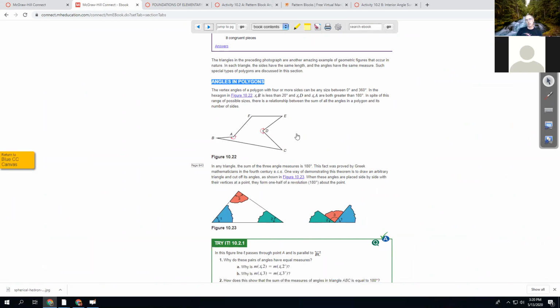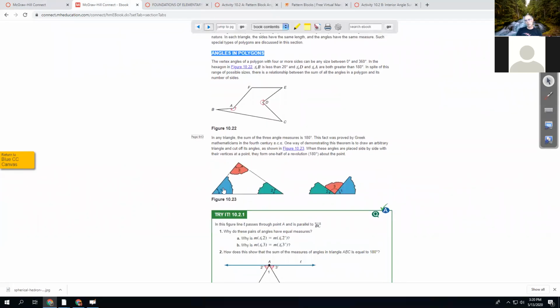Another way to tell something is concave versus convex is if you connect two vertices that aren't already connected. That's called a diagonal. If you have an exterior diagonal, like if I connect point B to point F, that diagonal is outside the interior. That means it's concave, not convex. So here they give an example of cutting these three angles off and sticking them together so the vertices all meet. You get a straight angle, 180 degrees.